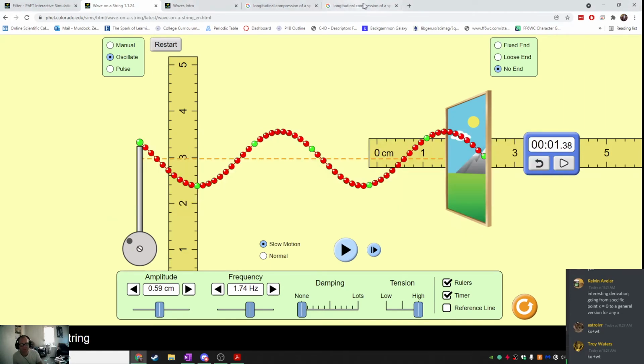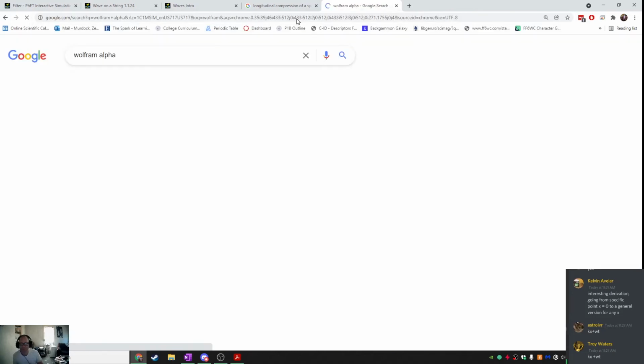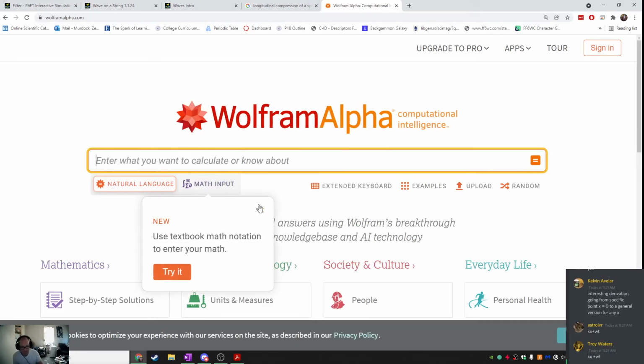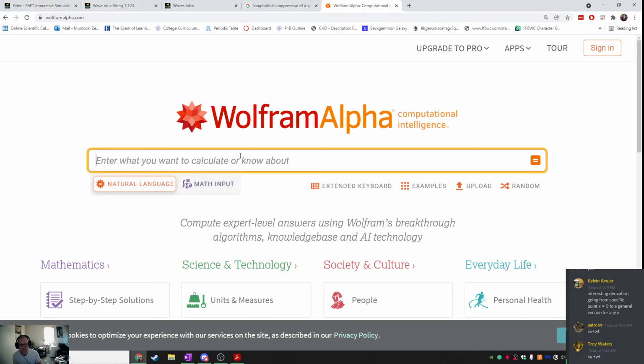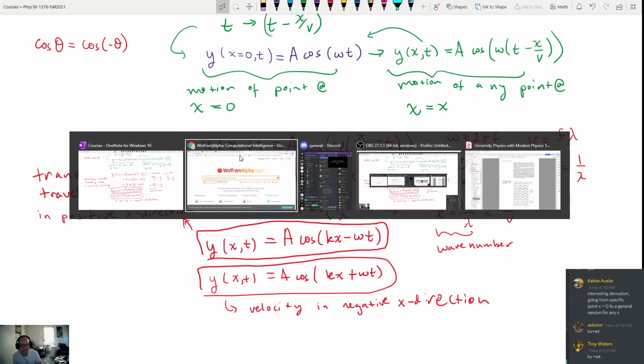So I want to pull something up here. You could do this on any type of graphing software that you want. I'm just going to use Wolfram Alpha because it's something I know how to use, but you could use Desmos or anything you want. We're going to take our traveling wave function here, a cosine of kx plus omega t, and see what that looks like. We're going to plot it basically, right?